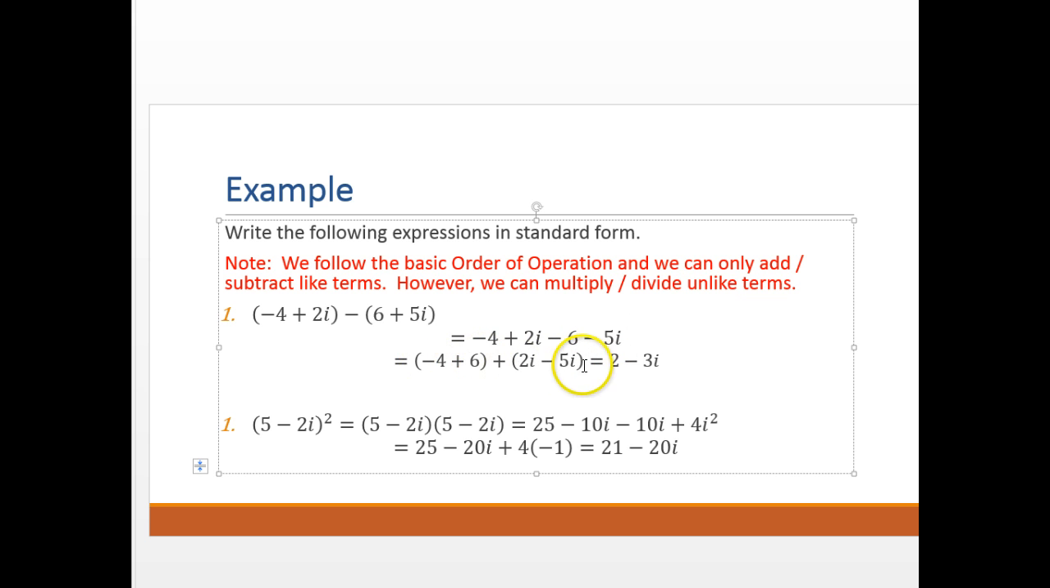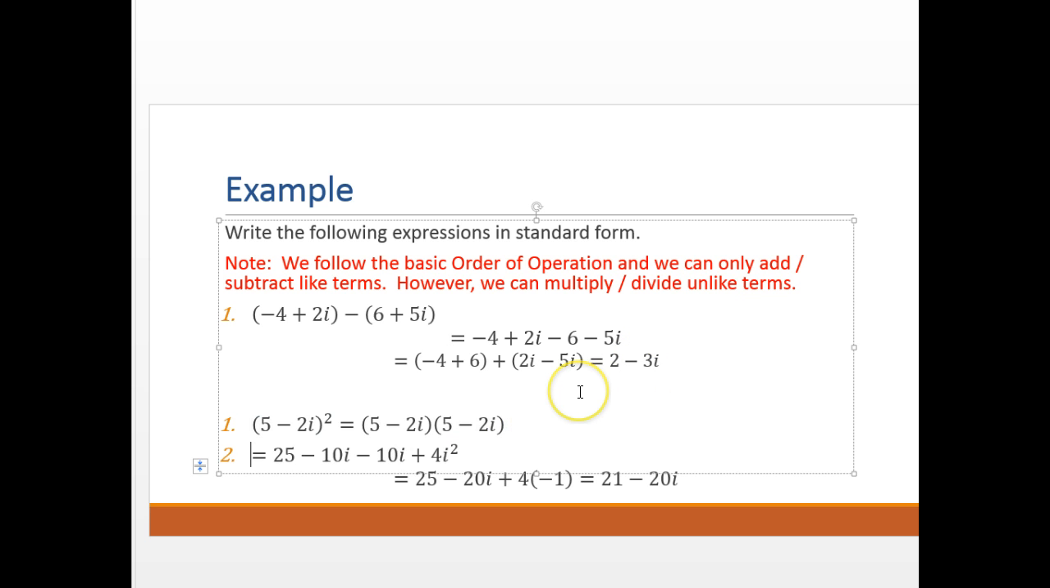So negative 4 plus 6 is 2. 2i minus 5i is negative 3i. I can also do multiplication.